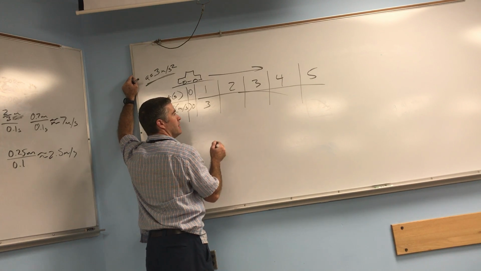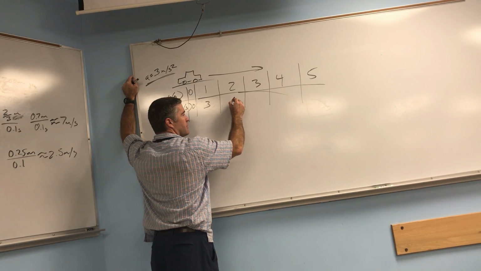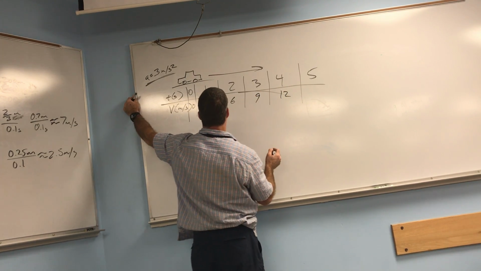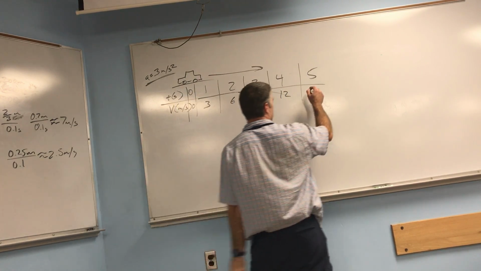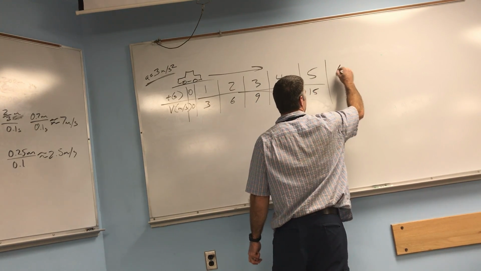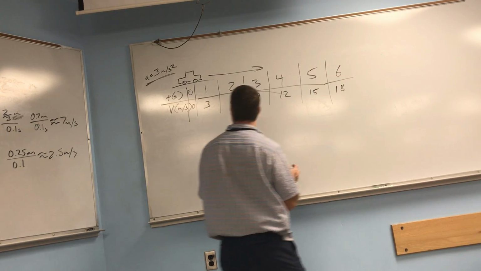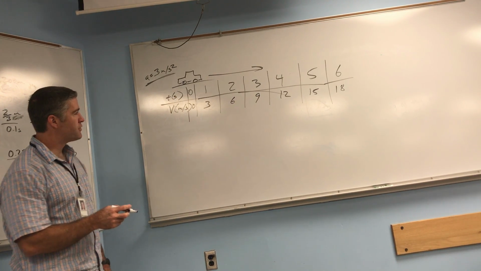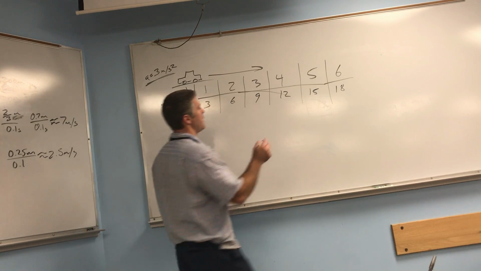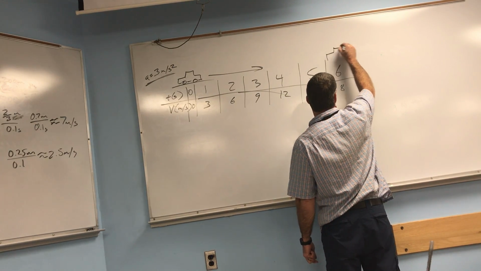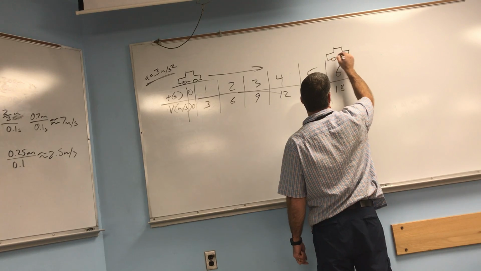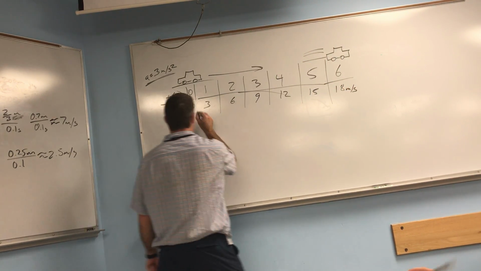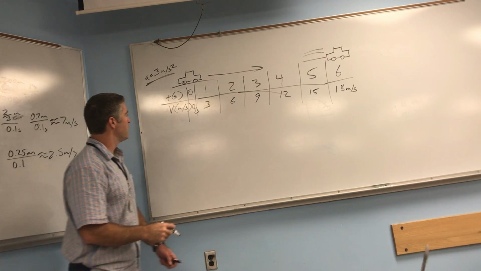So 3 meters per second. How fast here? 6. How fast here? 9. And 12. And 15. I want to go one more second. 18. All right, so this is how the velocity is changing. By the time the car gets to this point, it's going pretty fast, 18 meters per second. That's the final velocity. 0 meters per second was the starting velocity.